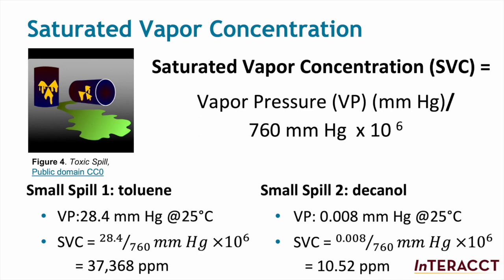In the second example, the semi-volatile chemical is decanol. Decanol has a much lower vapor pressure of 0.08 millimeters of mercury at room temperature. Under similar conditions as example 1, that saturated vapor concentration would reach 10.52 parts per million. Decanol has an OEL of 10 parts per million, so while the saturated vapor concentration would be much lower relative to toluene, it could still be a health hazard in this scenario.